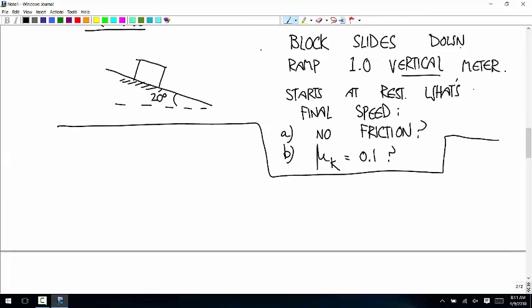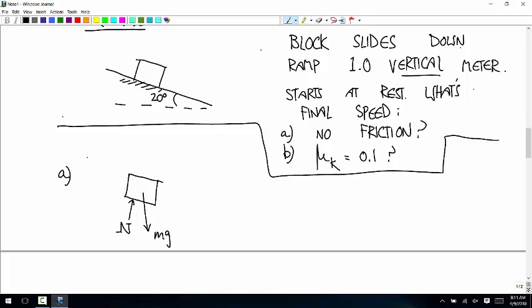And so we have to think about what forces are acting, because we're going to have to calculate the work done by each of these forces. So what forces are acting if there's no friction? Yes, the weight, and that's just mg, we don't know the mass. And one more force, the normal force, yep.